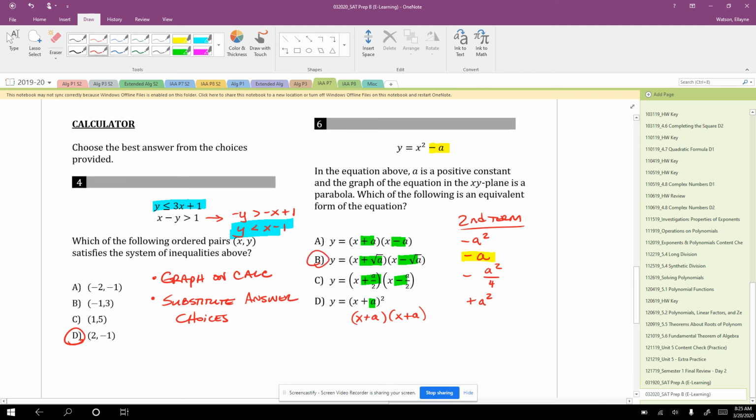Now you may have, and I actually did do this, but you may have already eliminated D. And that's because you're going to get a middle term there. Right? And our equation above does not have a middle term. So you do need two binomials where the middle term will cancel out, which means that one has to be positive and one has to be negative. So right away, you could have eliminated D and then only had to choose between A, B, and C.